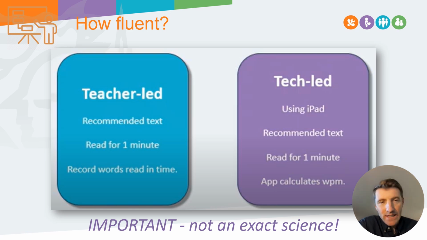It's not an exact science because depending upon the text, some of the words in that text will be more familiar to them than another text, even if both texts are of the same book band level, for example. There may just be certain things about certain texts which are easier for a learner to grasp, to read, to understand. So that's why it's not an exact science.